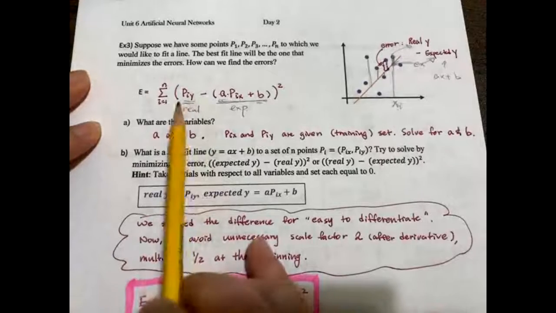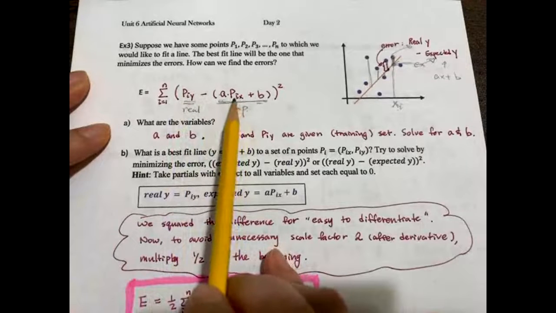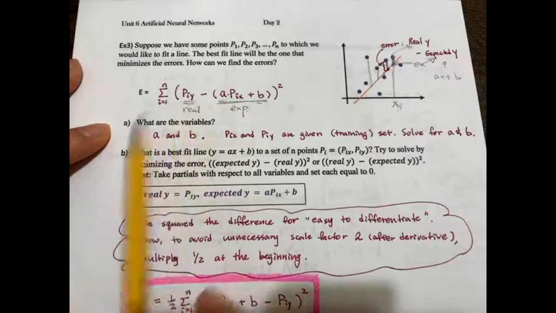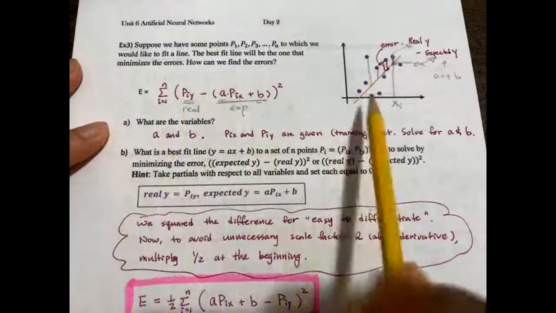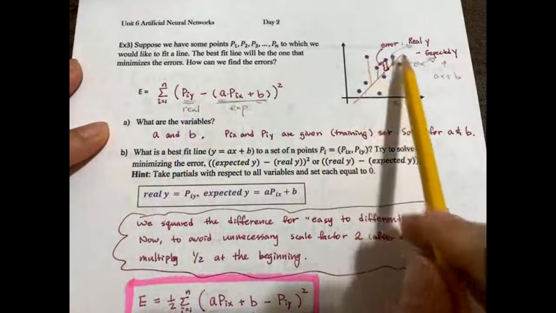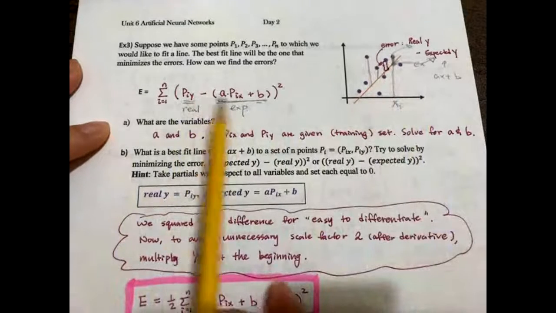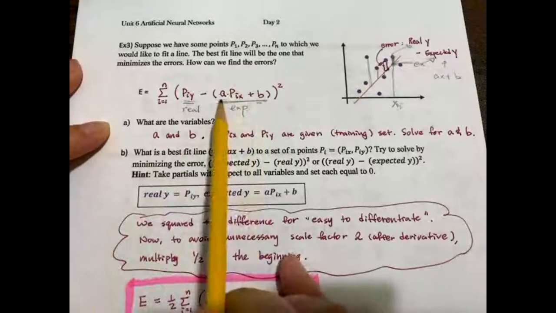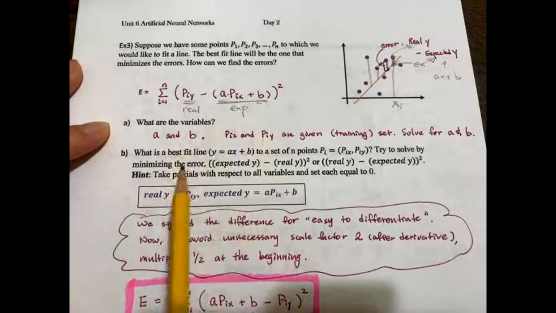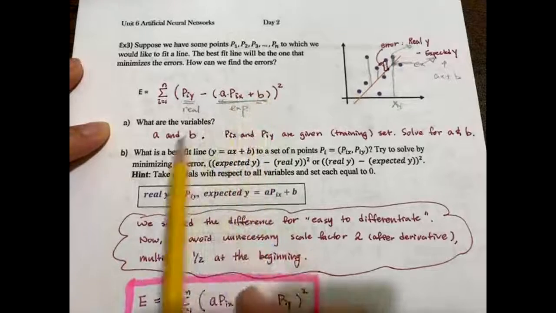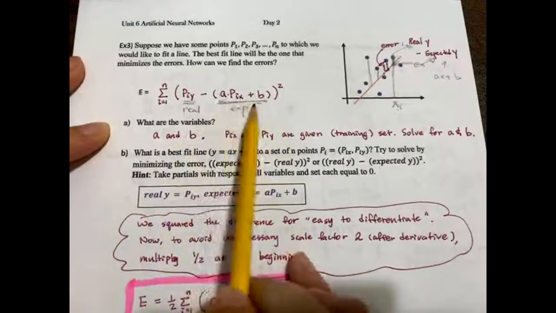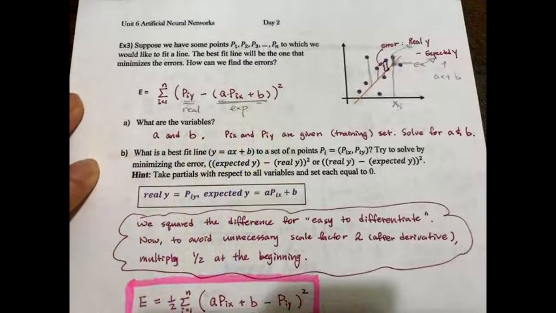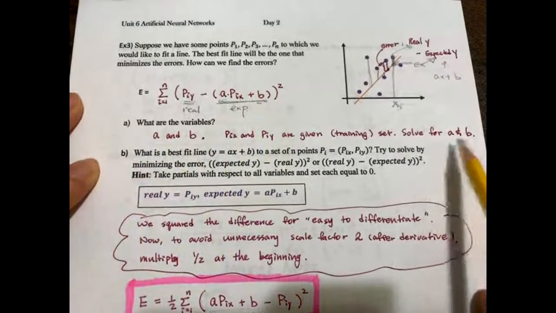In this case, P sub ix means ith point x coordinate. P sub iy means ith point y coordinate. They are given because these are real values, a real training set. So they are not variables. Unknown variables will be a and b. This ax plus b means the line equation y equals ax plus b. That is the y value, right? Expected y value. So variables are a and b. So we are supposed to solve for a and b.